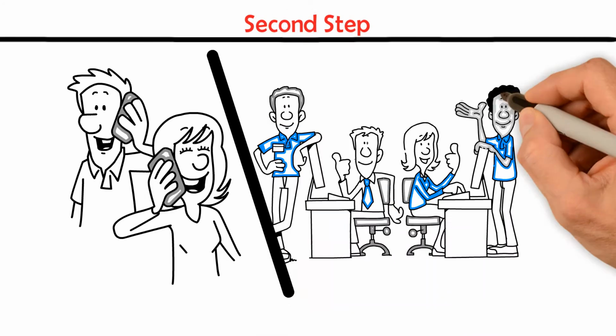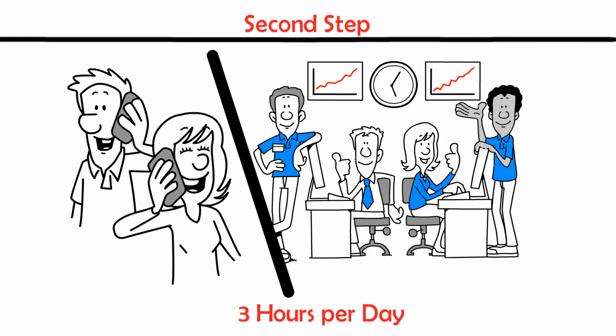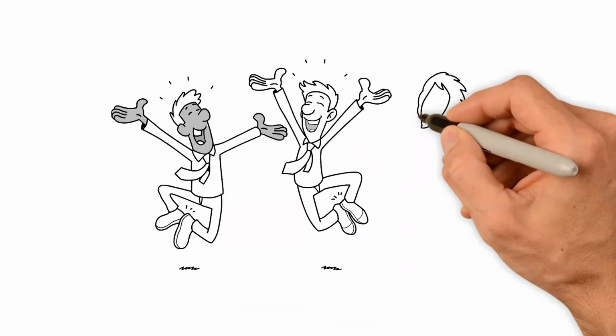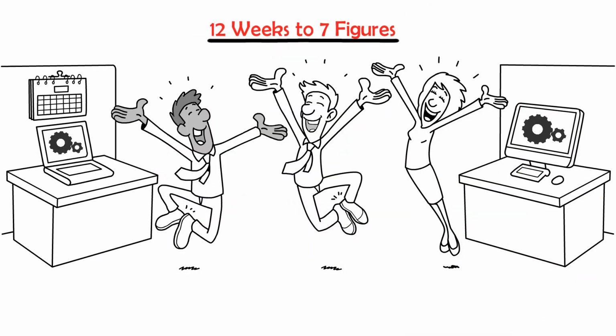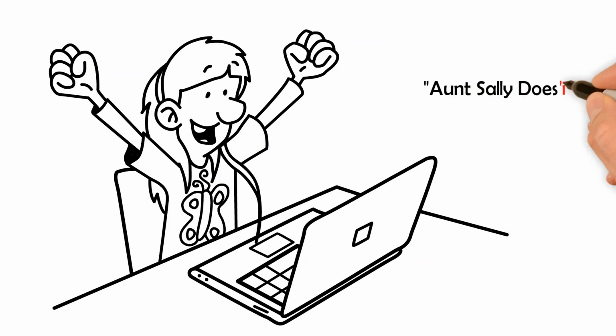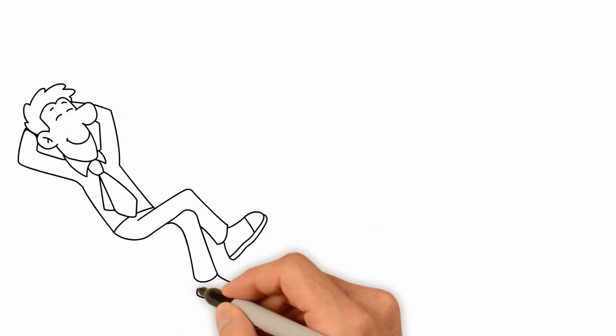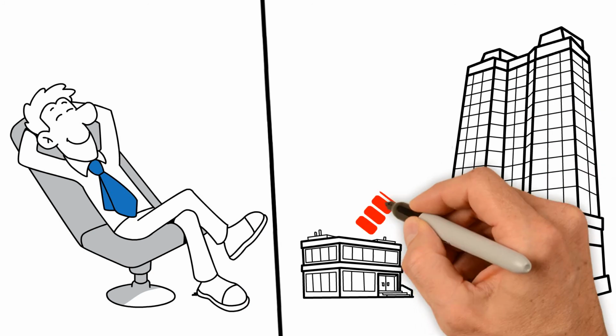Second step, invest in your business 3 hours per day following simple instructions. We have a system called 12 weeks to seven figures, and Sally does it with two fingers. You will sit back one day and enjoy watching your business grow and grow.